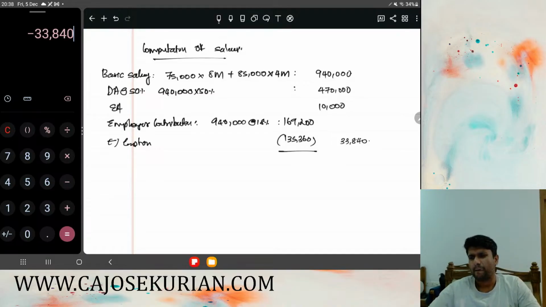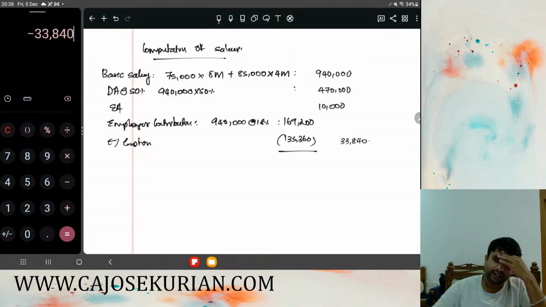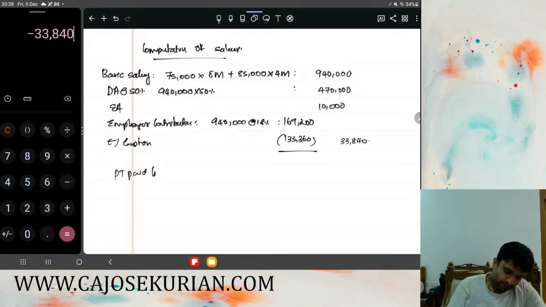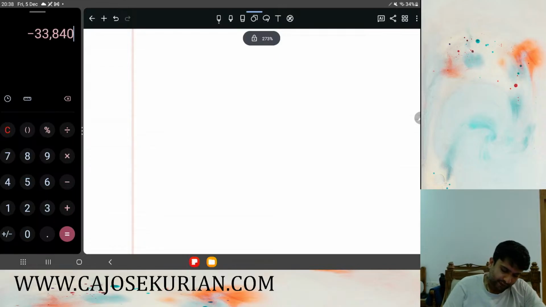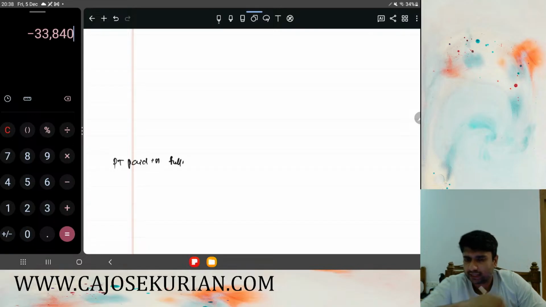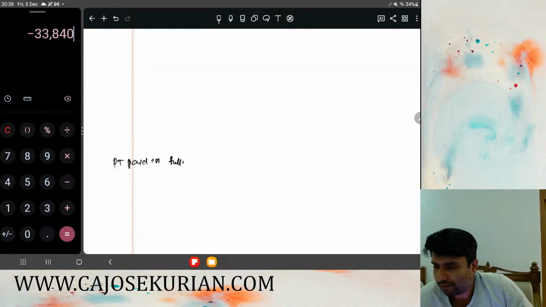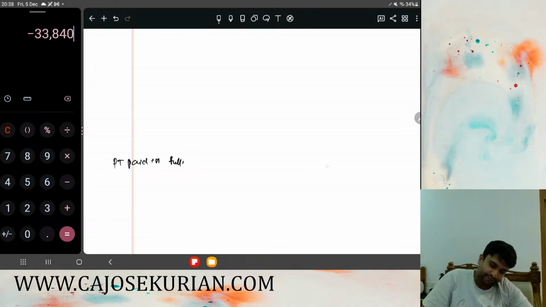Then what's next? Professional tax paid is 2,200, of which 1,800 was paid by the employer. So professional tax paid by the employer shall be treated as perquisite. So that is 1,800, shall be treated as perquisite. And you can claim a deduction for the entire professional tax paid. Professional tax paid in full. And how much is that? That is 2,200.